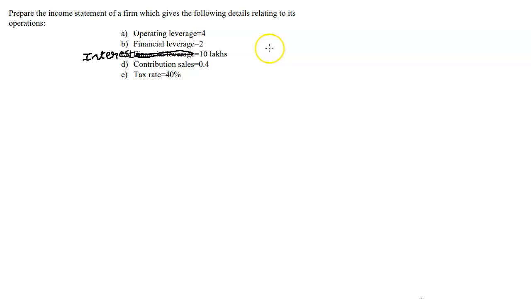There was a small mistake in this question. Instead of giving interest as 10 lakhs, they repeated the word financial leverage, a typing error. So please adjust that in your question set, and now we shall move on.